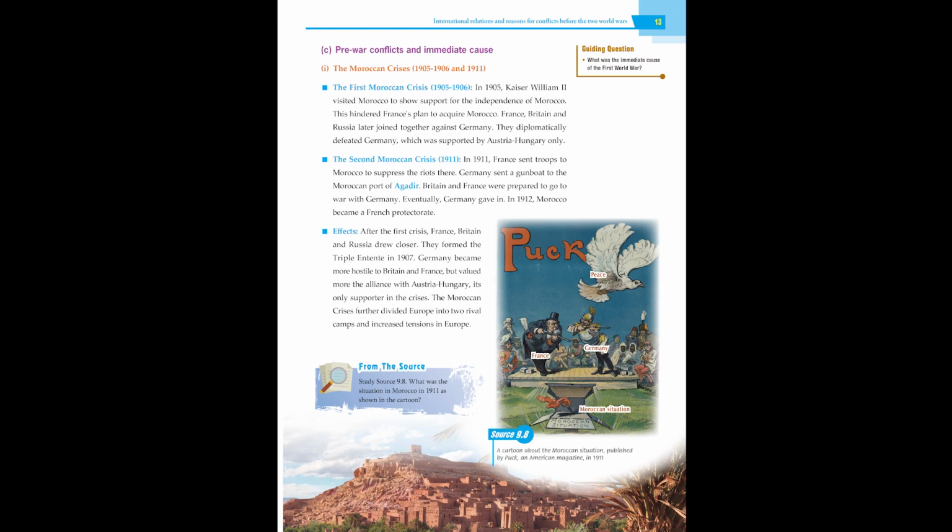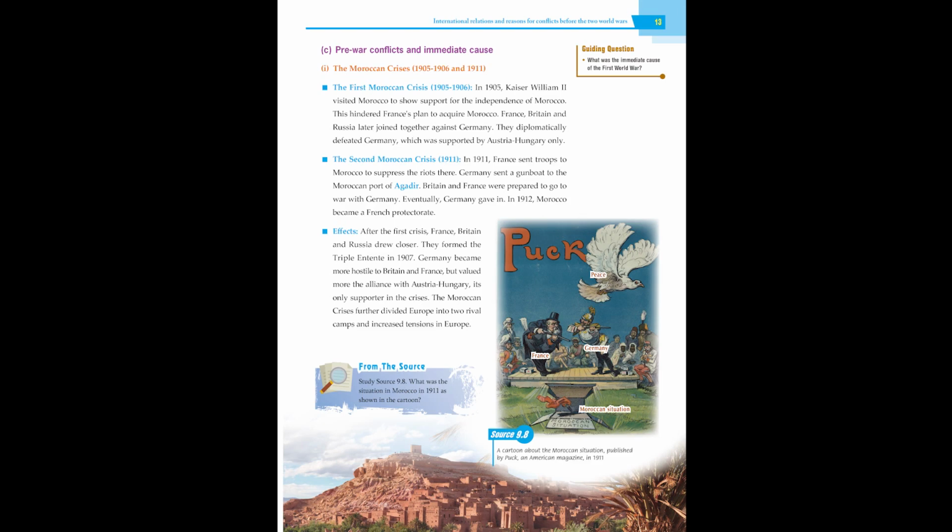Effects. After the first crisis, France, Britain, and Russia drew closer. They formed the Triple Entente in 1907. Germany became more hostile to Britain and France, but valued more the alliance with Austria-Hungary, its only supporter in the crisis. The Moroccan crisis further divided Europe into two rival camps and increased tensions in Europe.